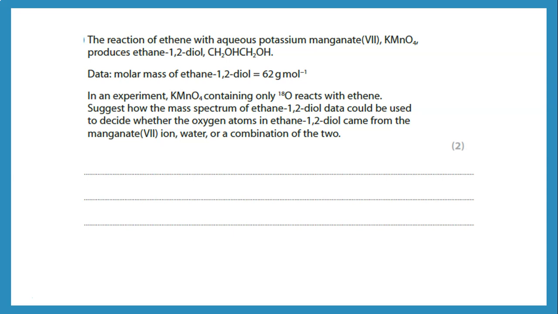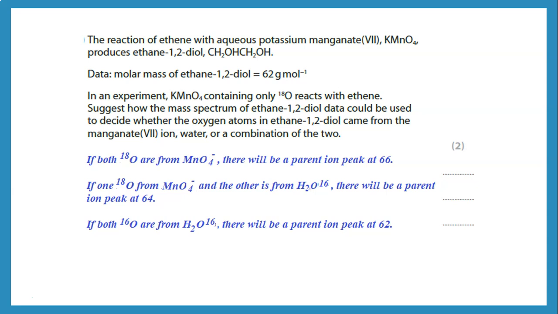The water would be O16. So how can I use the mass spectrum to determine these two oxygens that are in ethane 1,2-diol? Are they from potassium manganate or from water or from both? Well, that's easy. Remember that we said looking at the mass spectrum, we're basically looking at the parent ion peak. Remember, we said the parent ion peak is the peak with the highest molecular mass.